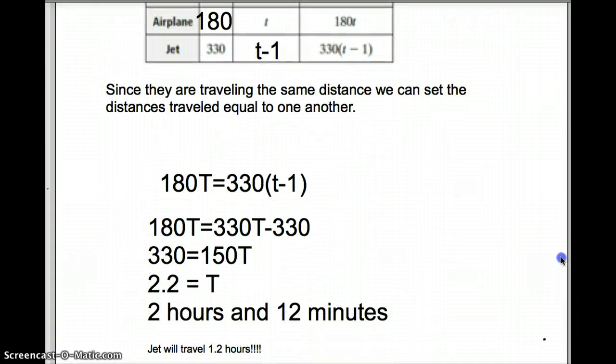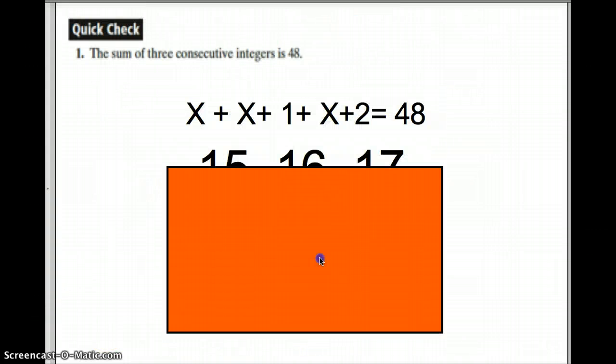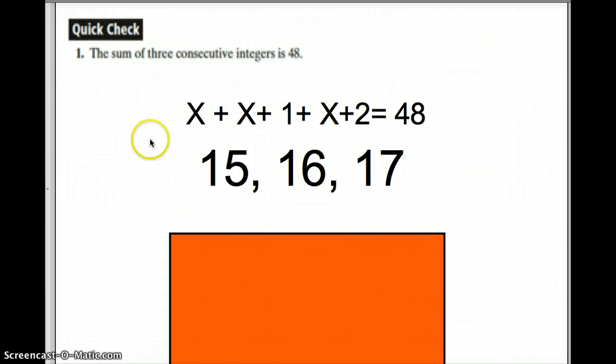All right. Might need to take a break. Go ahead and pause this. Try the next quick check. When you get a second, you can check your work and move on. All right, so we've got a 3 consecutive integer problem here. Here's my equation. First integer, second integer, third integer, okay? And my answer is 15, 16, and 17.